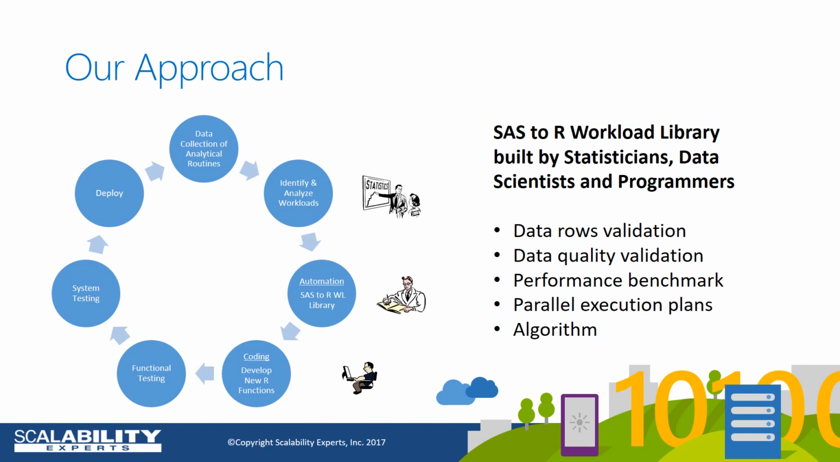So the approach here is we collect the data from the metadata server by interrogating it and get all the analytical routines. Once we get the analytical routines, we can quantify the work and understand the complexity of the work that needs to be migrated. Then we bucket it. We identify and analyze the workloads and bucket them. Once we have that list ready, we start the actual work. We pick one category at a time.